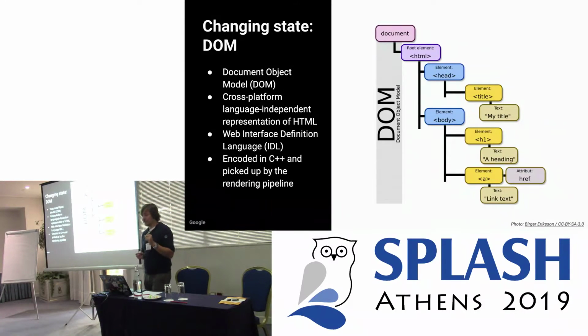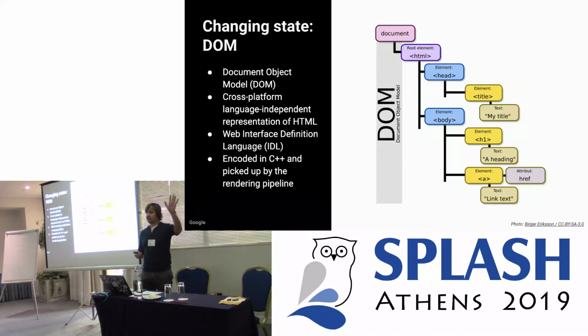So what is the state we are actually operating on, which is passed to the rendering pipeline at some point? It's called the DOM, which is Document Object Model. It's a cross-platform, language-independent specification of HTML. There exists something called WebIDL, which translates interfaces into language implementations. In practice, though, that's almost always C++ because all major browsers use C++ rendering engines.